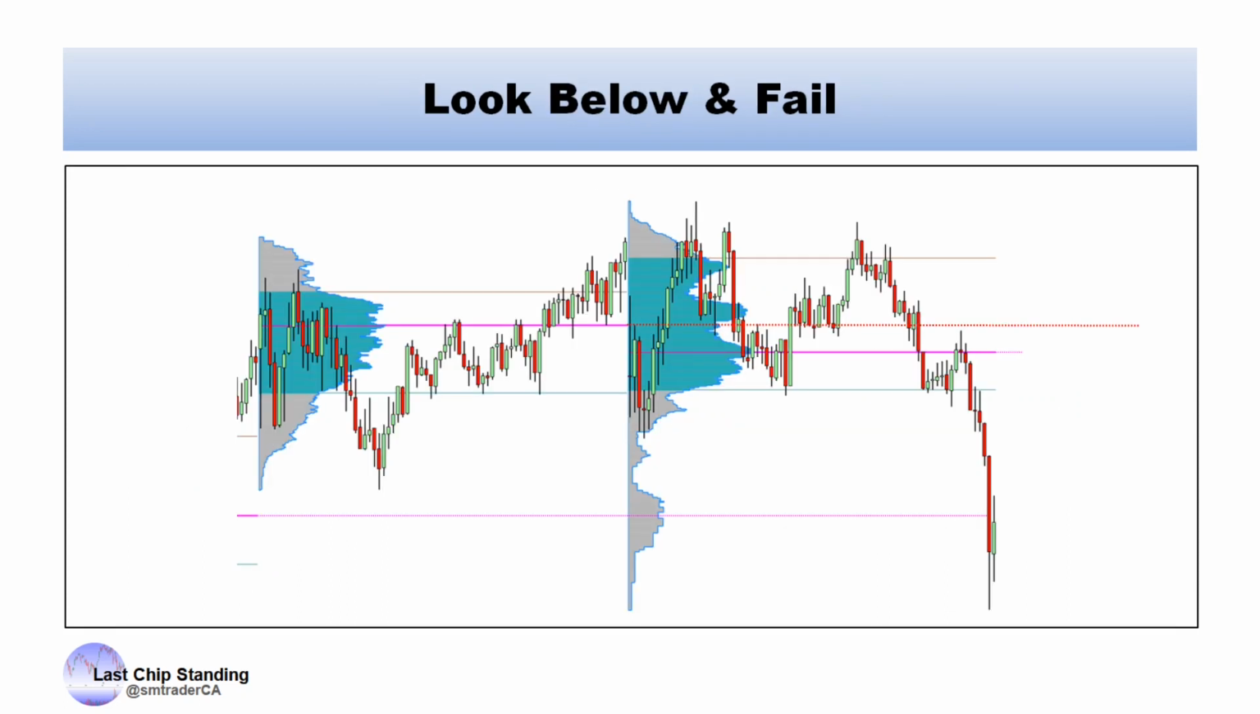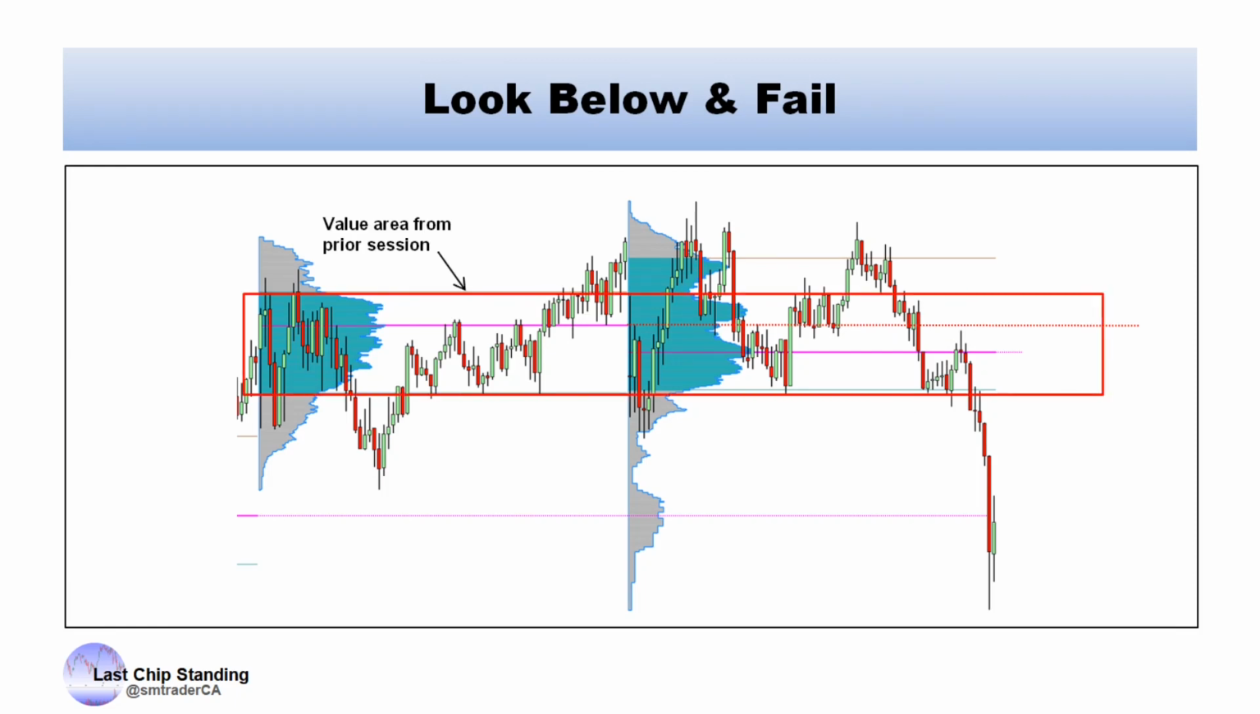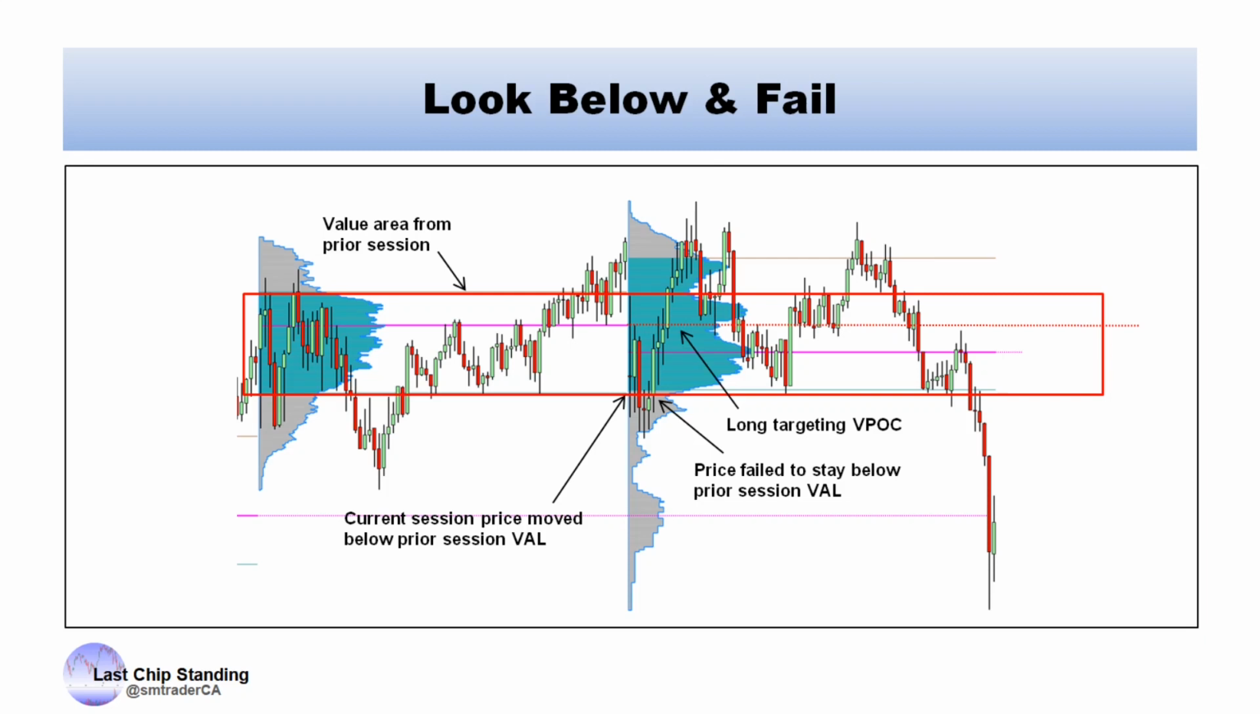And the long setup for the outside in trading strategy is the look below and fail. And here is the value area of the previous session. The current session price moved below the previous session value area low. Then the price moved back inside the value area, and that triggered a possible long. The initial target is the VPOC. And the previous session value area high is a secondary target or the target for the runners.